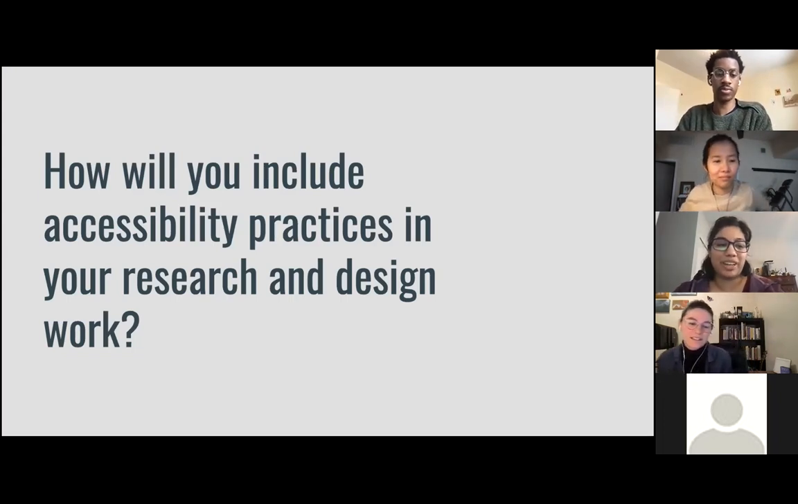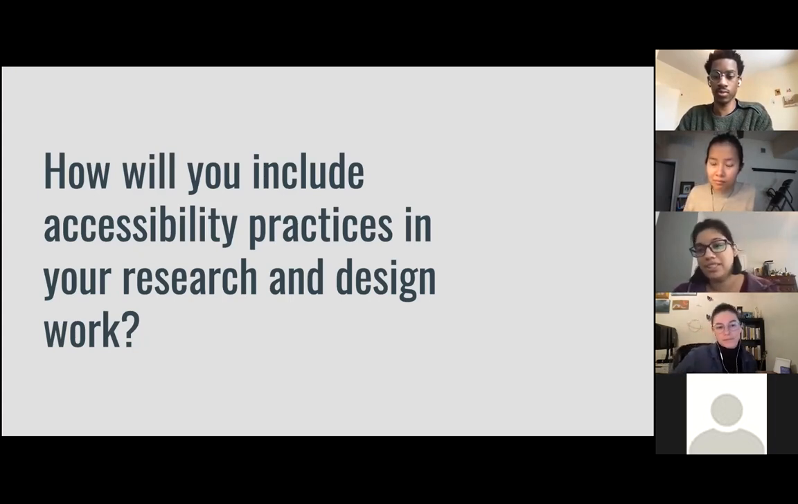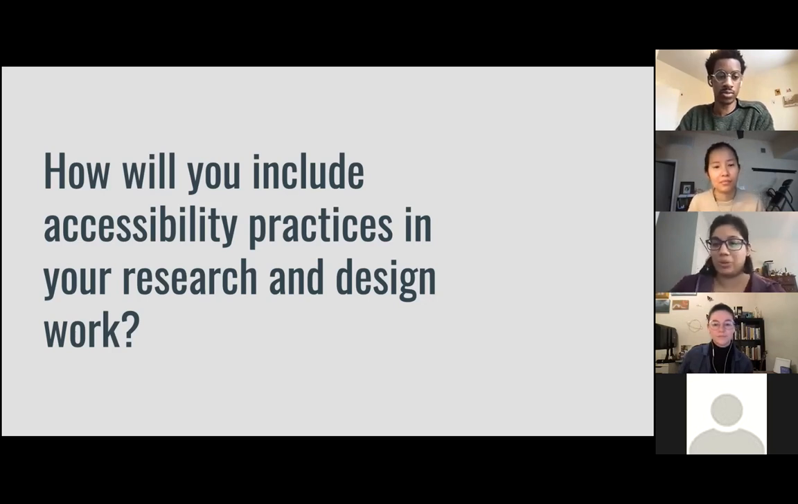So now that we've talked a little bit more about different types of disabilities, I wanted to ask again, how are we going to include accessibility practices in our research and design? I'll get into some techniques afterwards, but I would just love to hear if any of you are inspired by what we've learned so far to think about new ways we can be more accessible.